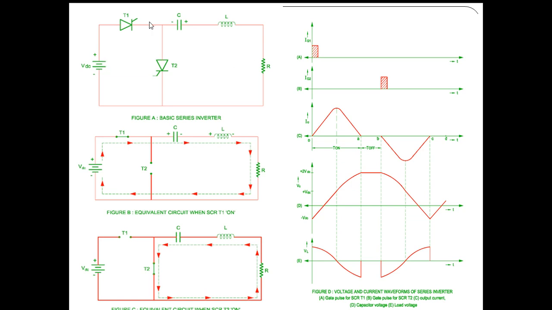So this is the connection diagram for series inverter. It will consist of two thyristors T1 and T2, a DC source, and two components L and C, which are connected in series with the load. These commutating components L and C are connected in series with the load.